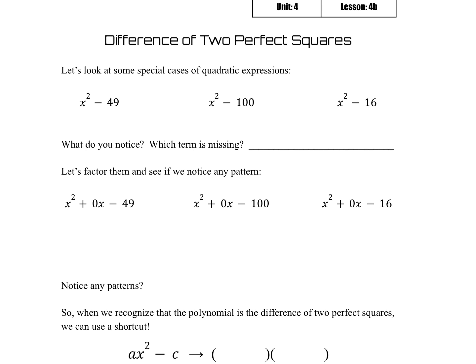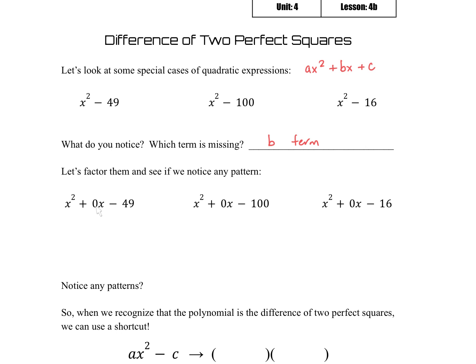Those are all binomials. They're not trinomials. They have two terms. And in each case, which term is missing? The A term, the B term, or the C term? That's right, the B term is missing. Remember that quadratics are ax squared plus bx plus c. So these three examples all have the x squared term, they all have the constant term, but none of them have this middle term.